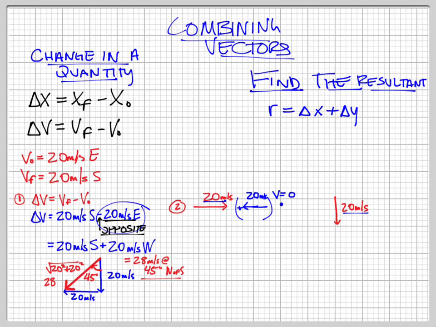Now, once I'm at zero, I want to go south. So then I have to add 20 meters per second south. So if we look at the two things we did to change our velocity, one of them was 20 meters per second west, one of them was 20 meters per second south.